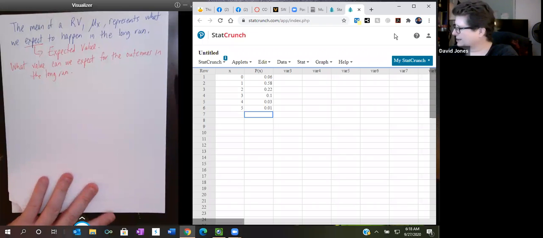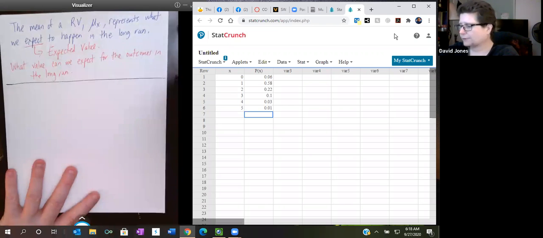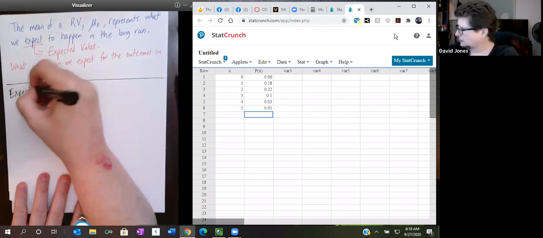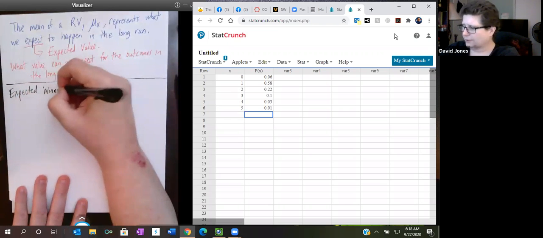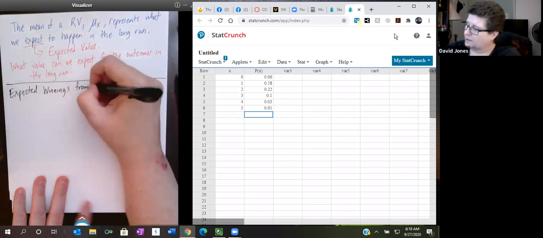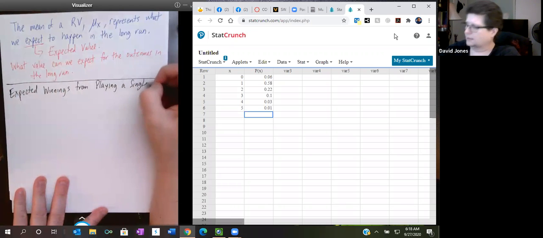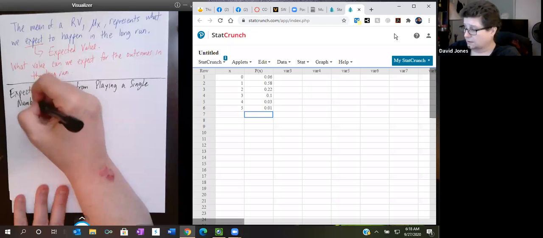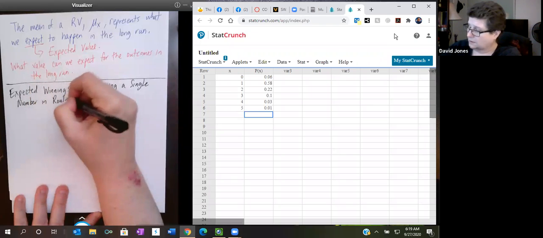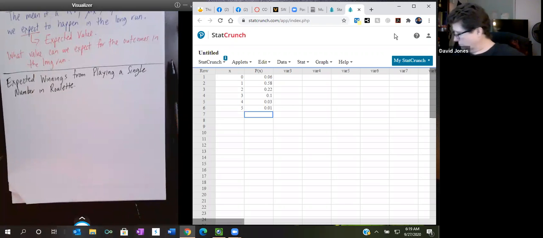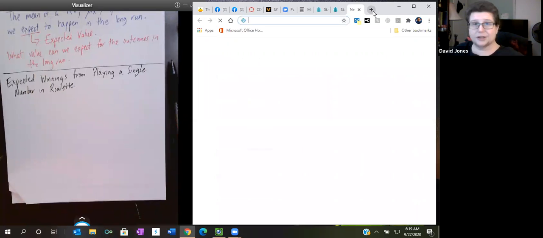All right. Let's go over a scenario from the casino. Let's talk about roulette: the expected winnings from playing a single number on roulette. Maybe I can pull up a table image here.